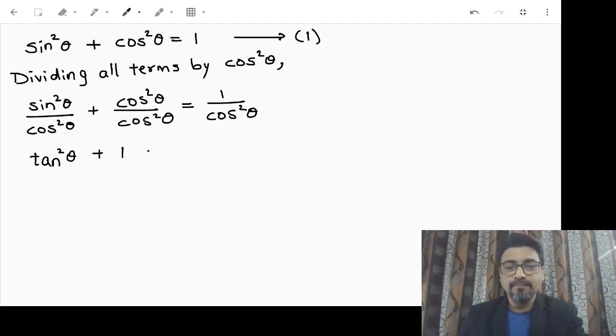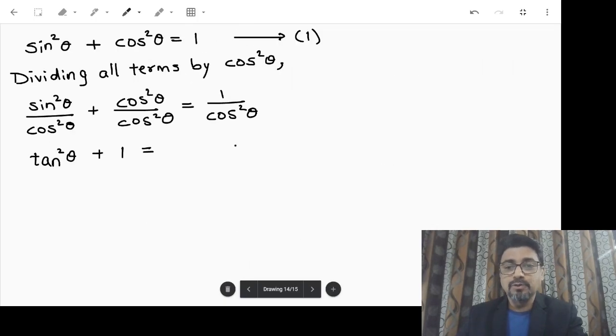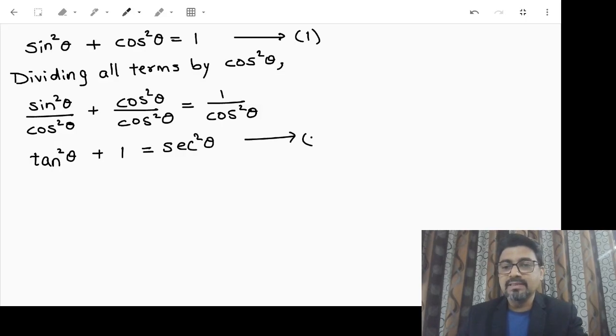I will have 1, and then for 1 upon cos square, what is 1 upon cos? From trigonometric relations we know that 1 upon cos is sec theta. So 1 upon cos square will be sec square theta. I will write 1 upon cos square theta as sec square theta. This is my second trigonometric identity.